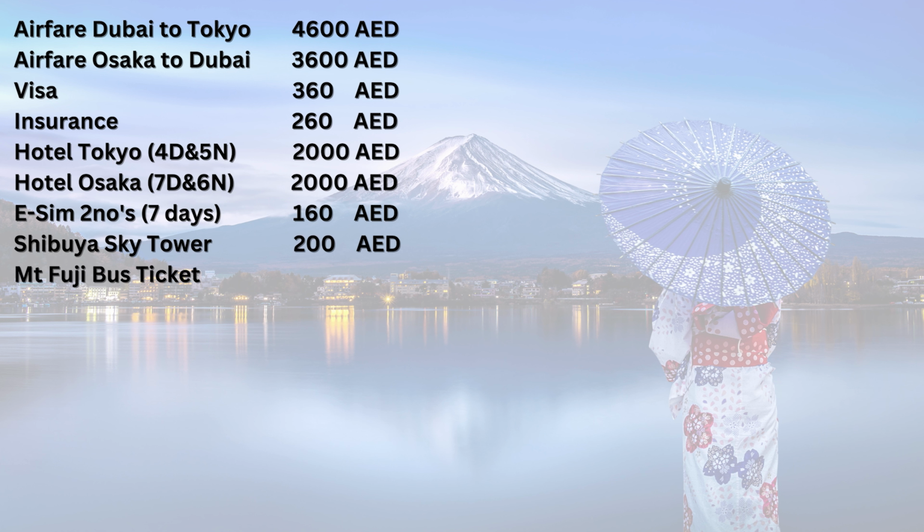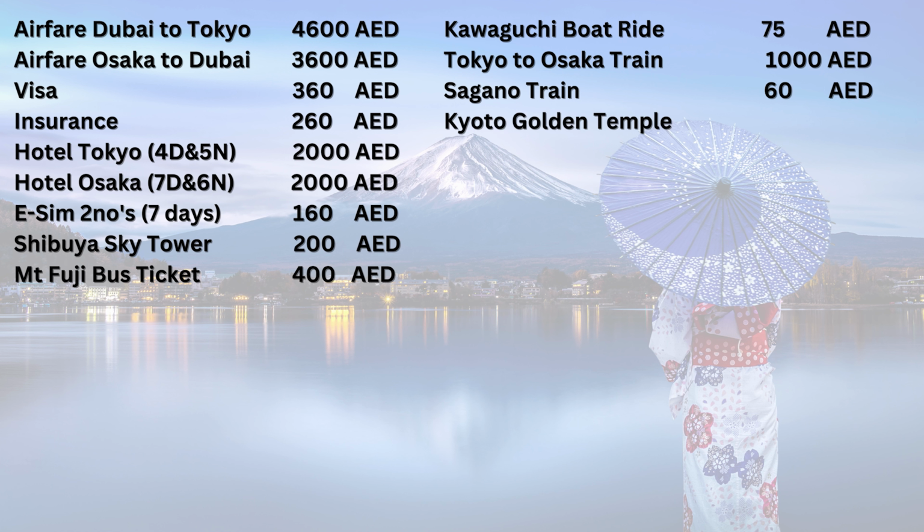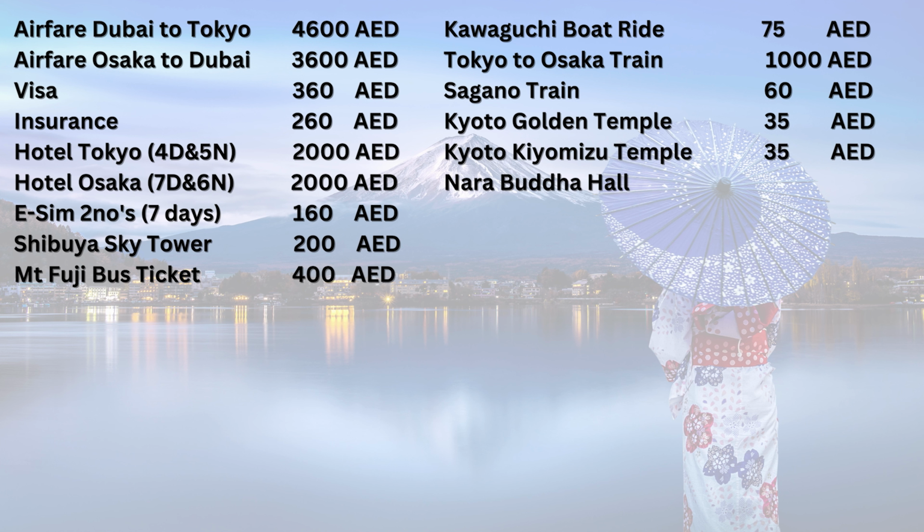Mount Fuji bus ticket was 400 dirham return for 3 people. Kawaguchi boat ride, the price was 75 dirham for 3 people. Then Tokyo to Osaka bullet train one way was 1000 dirham. Then the famous scenic train ride, it was 60 dirham. Then Kyoto Golden Temple, 35 dirham was the entry fee. Then Kyoto Kiyomizu temple, 35 dirham was the entry fee.